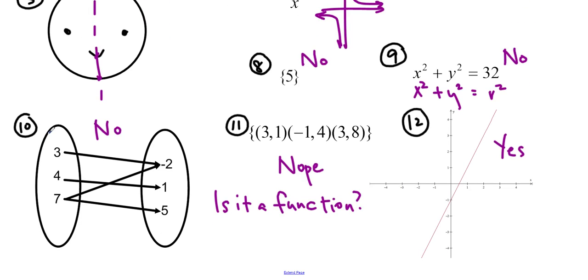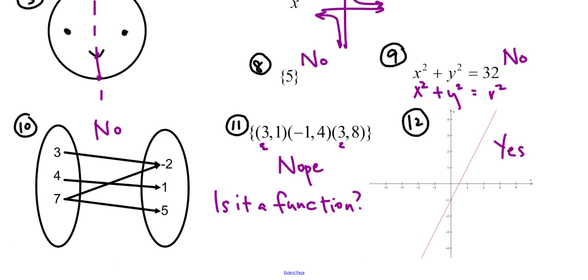Number 10, we've got the 7 going to 2 places, the -2 and the 5, so it's not a function. 11, the 3 has 2 different places that it goes, so we've got 3, 1, and 3, 8, so that doesn't work. But number 12, it's just a regular line, so it is a function.